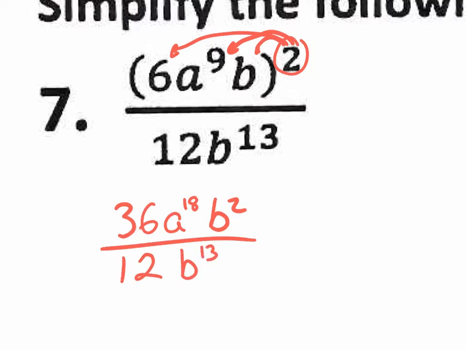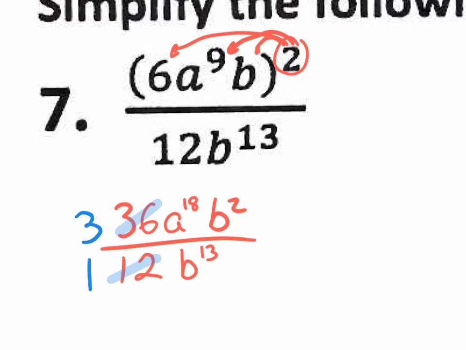12b to the 13th. And now from there, you look at your numerator and your denominator, 36 over 12. You could actually reduce 36 over 12 by 12. If you reduce by 12, that'll give you a 3 up here and a 1 down there. So let me do that. You end up with a 3 up here and a 1 down there.